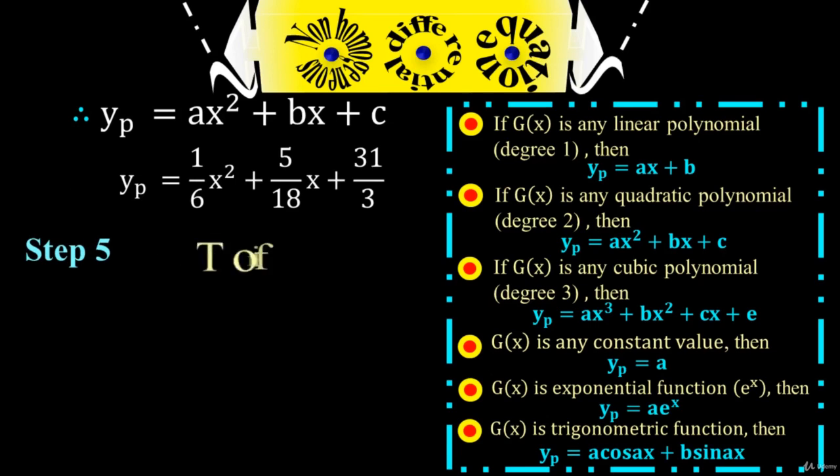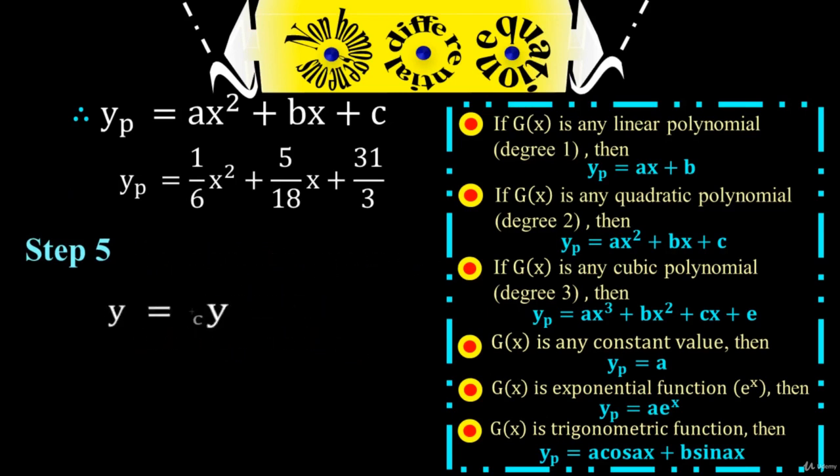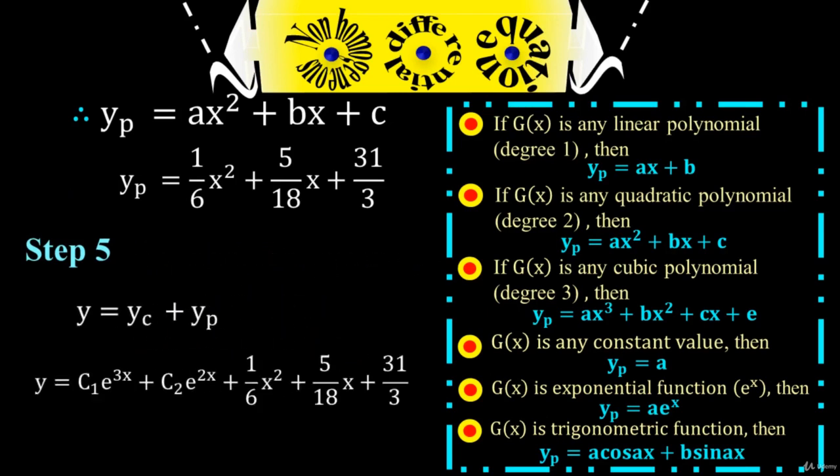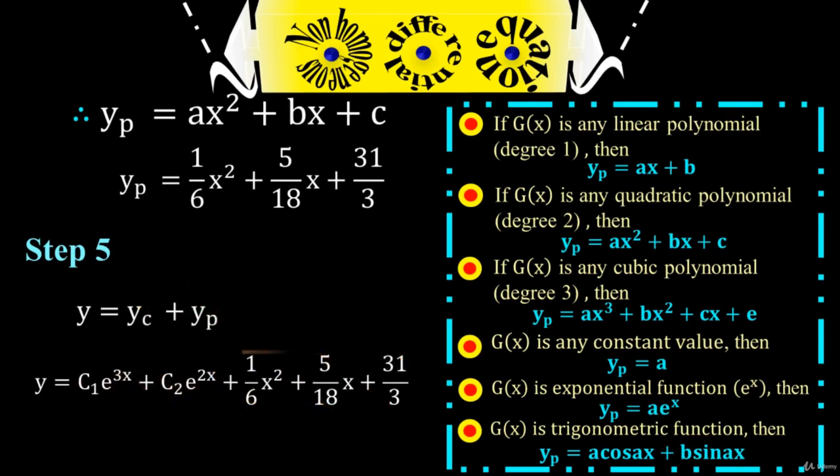Now step 5. To find the general solution, add y sub c and y sub p. y sub c was c sub 1 times e to the 3x plus c sub 2 times e to the 2x. Substitute the exact values that were derived in step 3. And obviously y sub p equals 1 over 6 x squared plus 5 over 18 x plus 31 over 3. Here is the final answer.